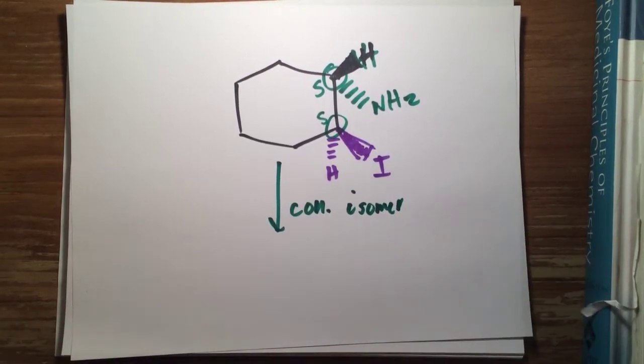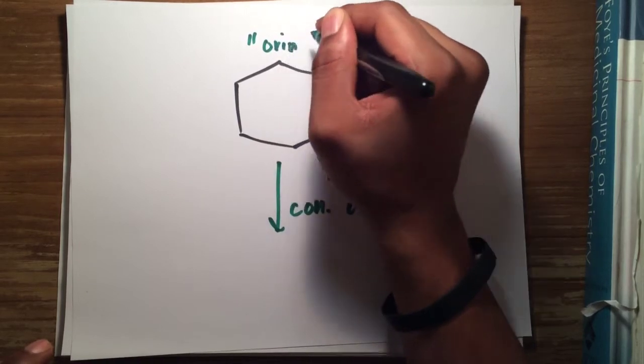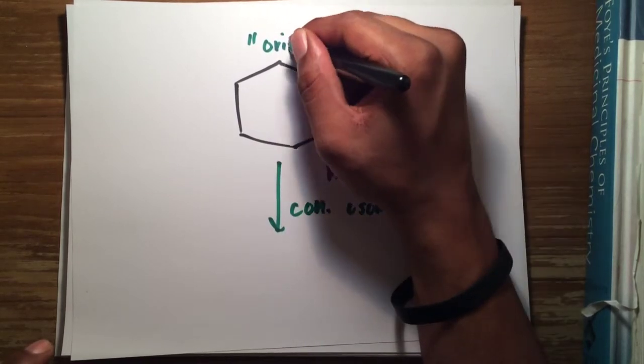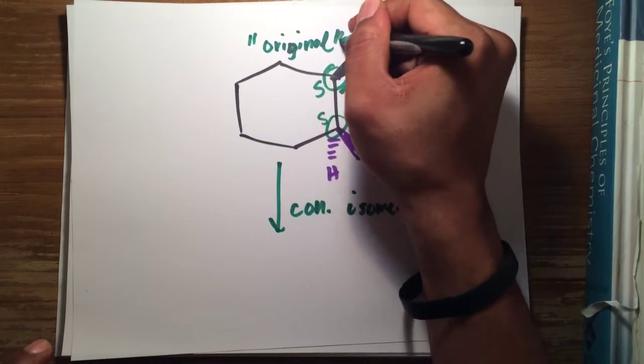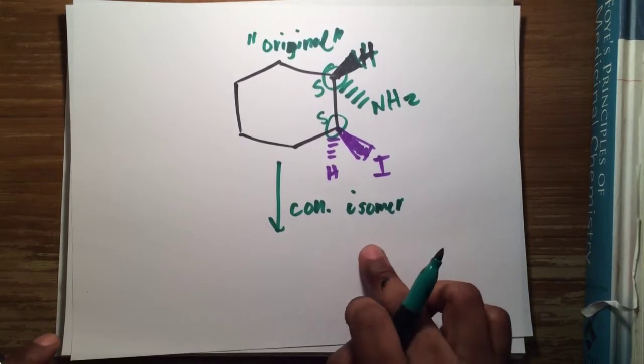The very definition of a constitutional isomer is, if you take the original of a compound, and of course anytime I explain these isomers, I always go from the original. And this is our original right here. So we're going to take the original and we're going to turn it into a constitutional isomer.